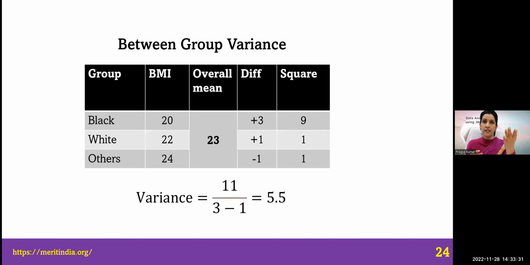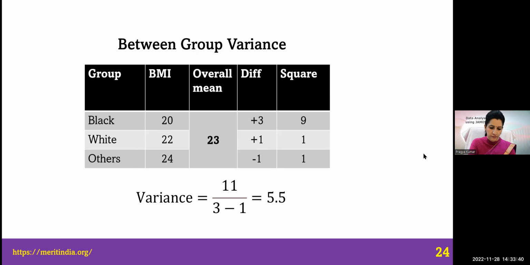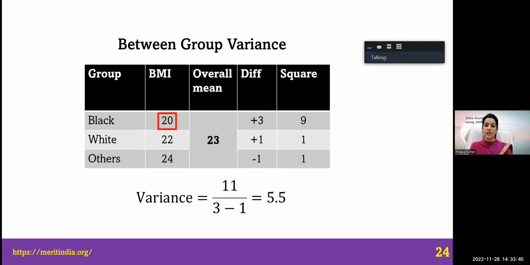In this case, you can see that there are 3 races: black, white, and others. These are the individual BMIs of each group. It is not the BMI of one person. It is the overall mean BMI of the black race, 500 people, then the mean BMI of white people, and then others. So the means are 20, 22, and 24, and the overall mean came out to be 23.